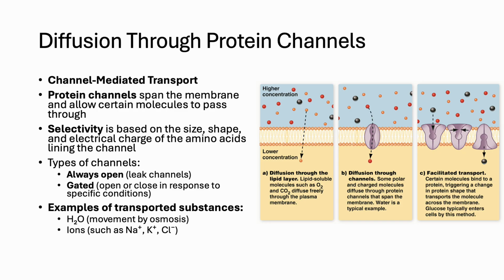For example, water often moves through a specialized protein channel called aquaporins, enabling rapid osmosis. Ions such as sodium, potassium, and chloride also rely on channels to move in and out, critical for processes like nerve signaling and muscle contraction. Because movement still occurs down the concentration gradient, no energy is required. These channels illustrate how proteins embedded in the membrane expand its function beyond a simple barrier into a finely tuned gateway.